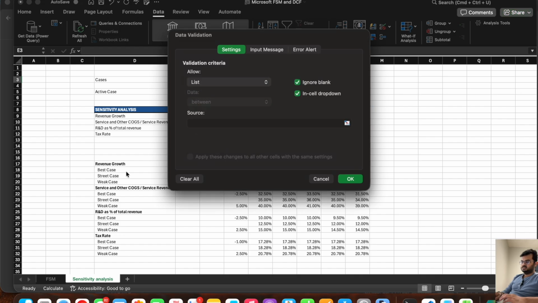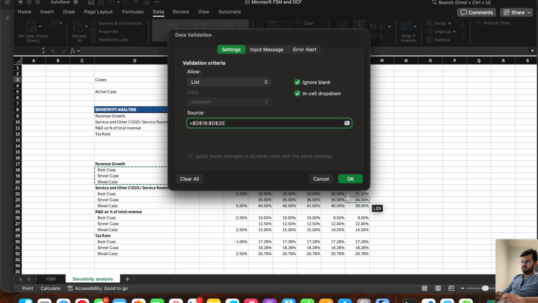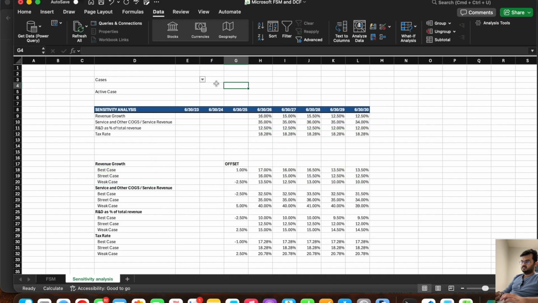Here I'll go to the list, and then source is these 3 items, and so here we have now the 3 cases: best case, street case, and weak case. Now how the number should look like is, right now if it is street case, this is how the number should look like. Whatever number we have here, these are the numbers we needed.